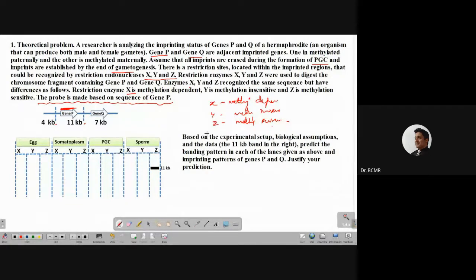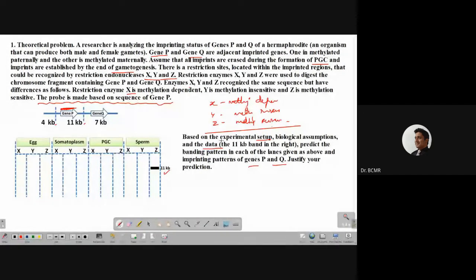Okay, now you have to solve. What is there that you didn't understand? Tell me. Based on the experimental setup, the biological assumptions that you know, and the data that is given here, the 11 kb fragment is already given to you. Predict the banding pattern in each of the lanes given above, and imprinting patterns of gene P and Q.